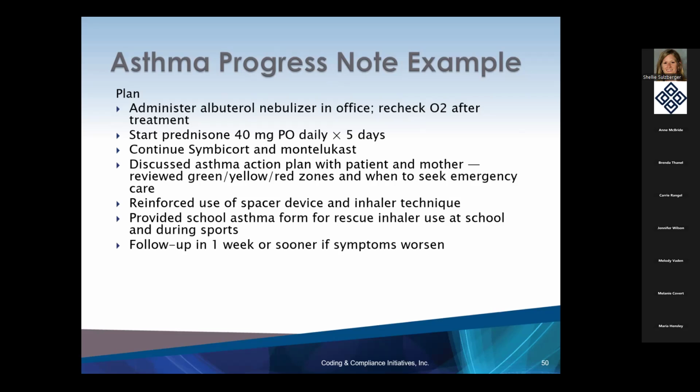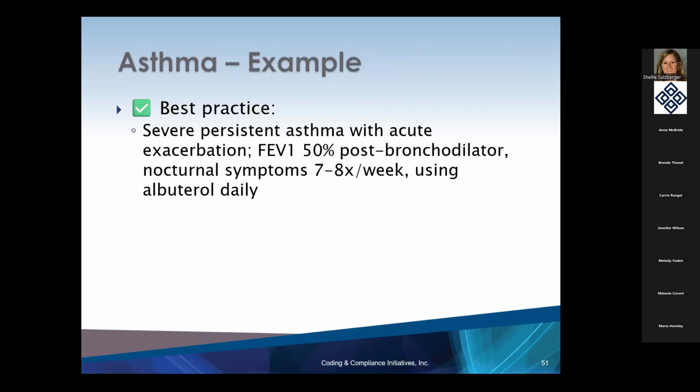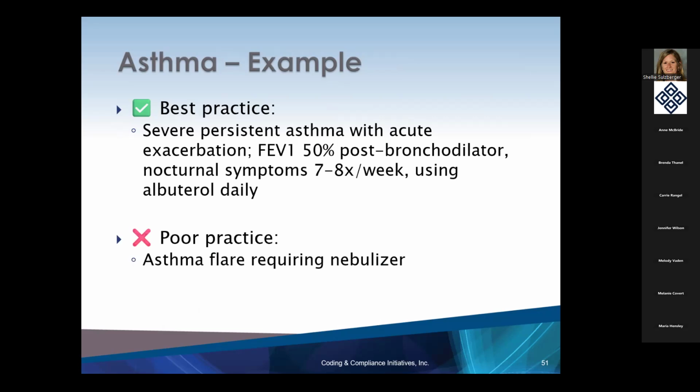So we can really determine the severity of this patient as well as what the plan of care is and what they're supposed to do between now and the next visit. So we talked about the provider's thought process. If you're not well controlled at the next visit, we're going to consider a referral to pulmonology. And then what kind of education we provided for that patient. So a best practice: severe persistent asthma with exacerbation, and then including those test results and those underlying symptoms and using albuterol daily. That's poor practice: asthma flare requiring neb treatment.